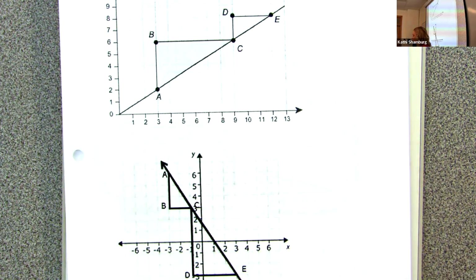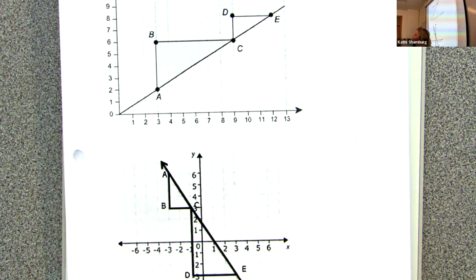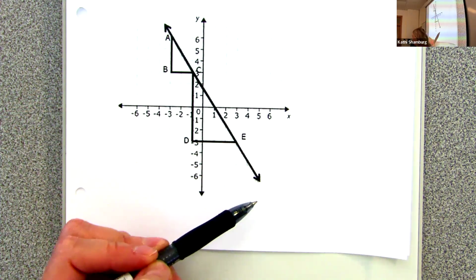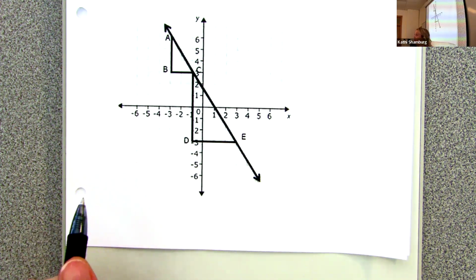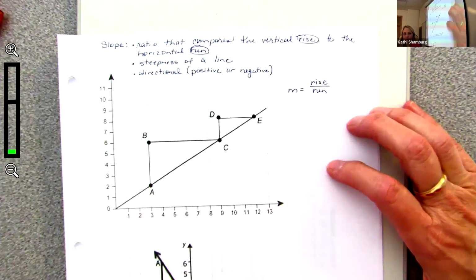Think what is occurring with the line as you go from left to right. So what is the line from left to right doing in this example? It's going up. What would you assume that would be, a positive or a negative slope? Positive. Whereas this slope going left to right is going down, which tells me that it has a negative slope.